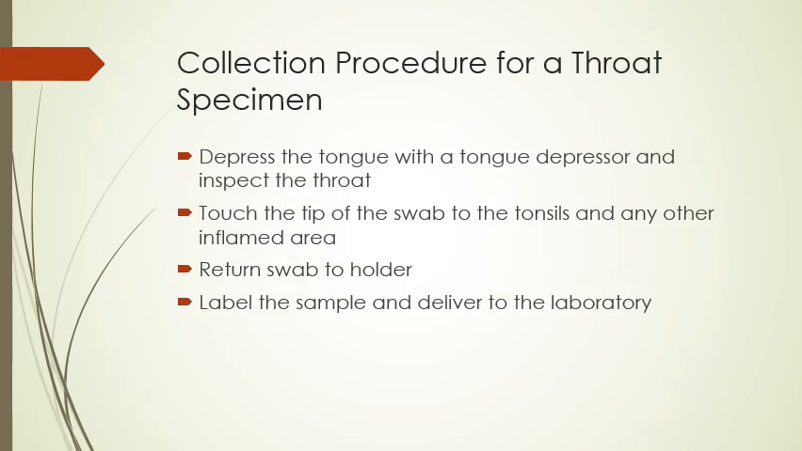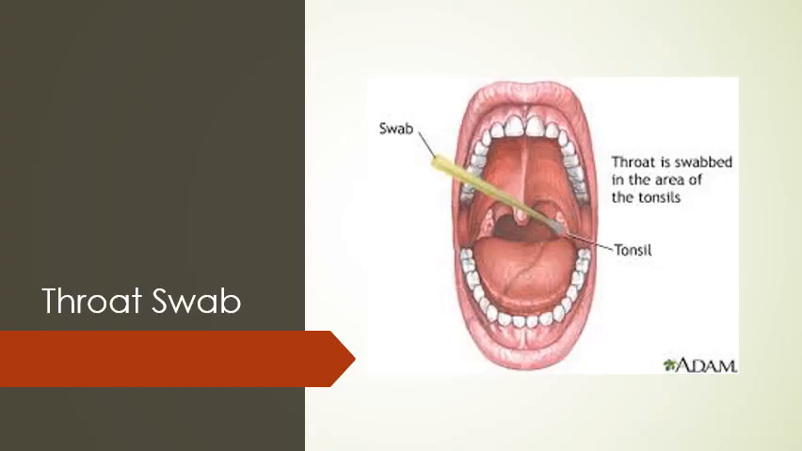Then the collection procedures for a throat specimen. You're going to depress the tongue with a tongue depressor and inspect the throat. Touch the tip of the swab to the tonsils and any other inflamed area. Return the swab to a holder and label the sample to be delivered to the laboratory. And here's the throat. Throat is swabbed in the area of the tonsils.